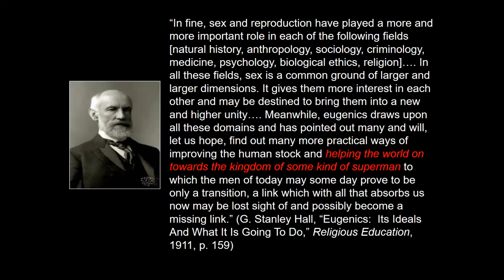Here we have G. Stanley Hall, again, one of the most important early psychologists, establishing psychology as an academic discipline. He had this to write: "In fine, sex and reproduction have played a more and more important role in each of the following fields," and he listed natural history, anthropology, sociology, psychology, biological ethics, religion. He says, "In all these fields, sex is a common ground of larger and larger dimensions. It gives them more interest in each other and may be destined to bring them into a new and higher unity." We're going to bring all of these disparate sciences together, right? "Meanwhile, eugenics draws upon all these domains and has pointed out many and will, let us hope, find out many more practical ways of improving the human stock and helping the world on towards the kingdom of some kind of Superman."